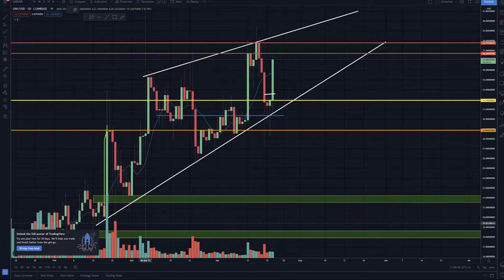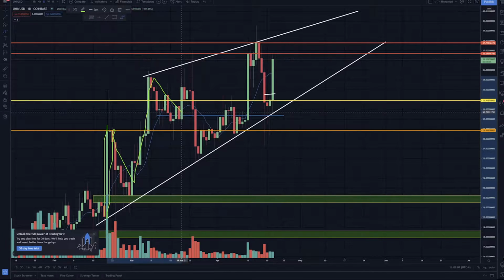Alright, let's take a look at the chart action for Uniswap. I wanted to show you guys this chart because it's actually pretty cool. It seems pretty volatile. We're getting some pretty good pumps, and then a pullback, and then we get a good pump, and then a pullback.